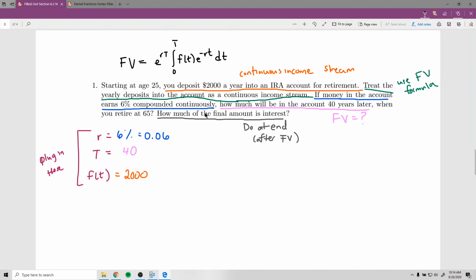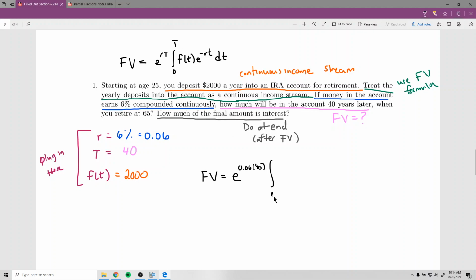All right, what we're going to do is plug these into our formula here, and then we're going to give ourselves temporary amnesia and just do the integral, because if you try to overthink this, I think it becomes more confusing. All right, so r is 0.06. Capital T is 40.